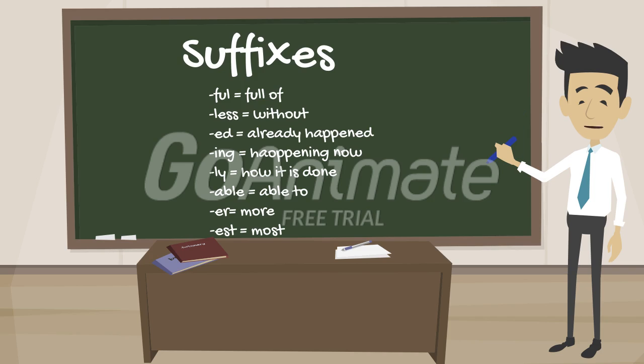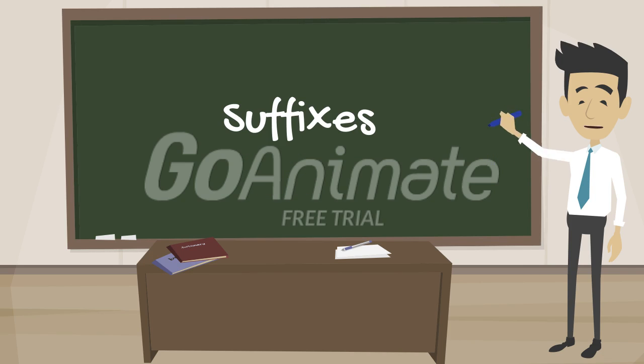Example, sitting. Able, which means able to. Example, preventable. Ly means how it is done. Example, slowly. Er, which means more. Example, taller. Est, which means most. Example, biggest. And this concludes our suffixes lesson.